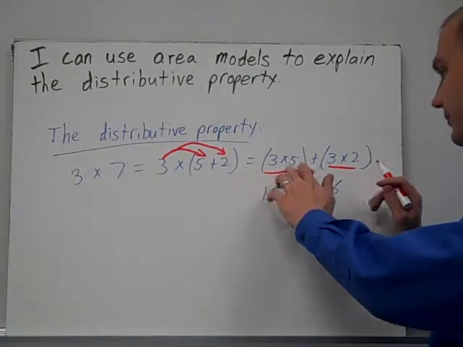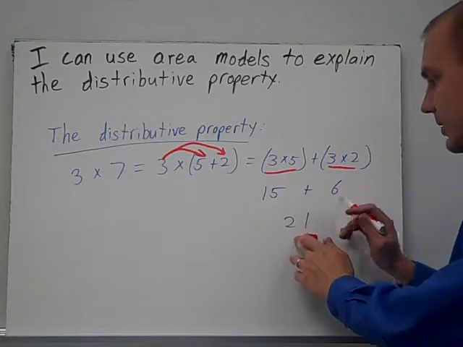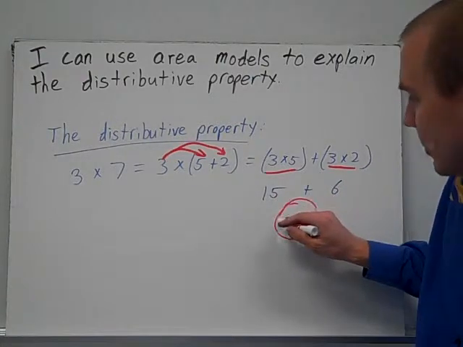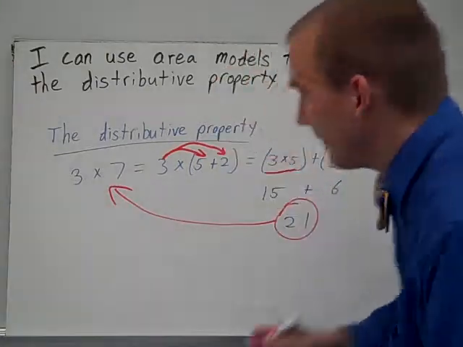If I add them together, 3 times 5 is 15, and 3 times 2 is 6. Now add it together, you get 21. Anyone who knows their multiplication facts knows that 3 times 7 equals 21.